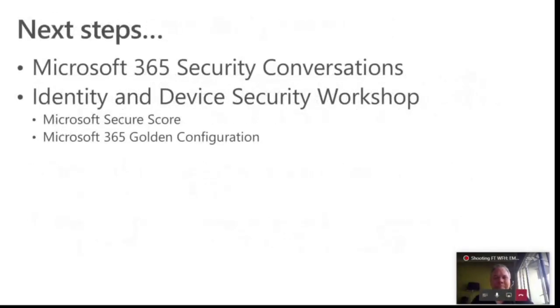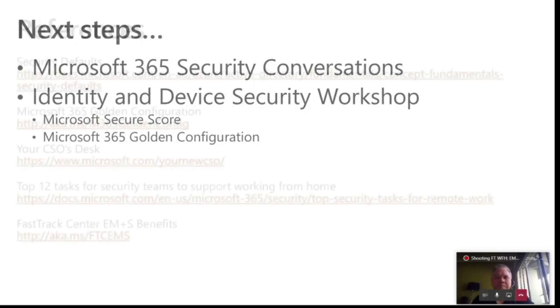I guess that's pretty much it for security defaults. For next steps, if they want a more granular conversation, we've got two workshops in FastTrack. The Microsoft Security Conversations, which is probably a 30-minute to 1 hour workshop. And then a more in-depth discussion on security, the identity and device security workshop, where we'll talk about the secure score, the security rating of their tenant, and then the Microsoft Golden configuration, which goes into the different security levels that customers can adopt.